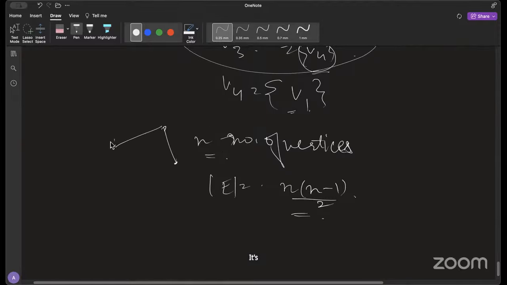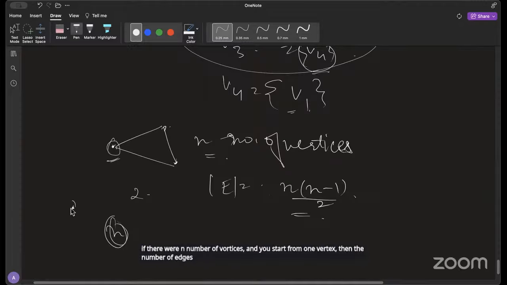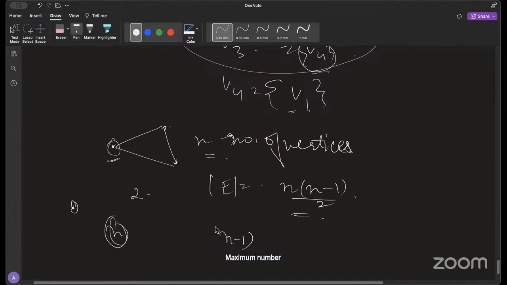If you take the first vertex, the number of edges I can have from here is 1, 2. So I can have only 2 edges, right? If there are n number of vertices and you start from one vertex, then the maximum number of edges starting from this vertex and ending at some other vertex is n minus 1, right?